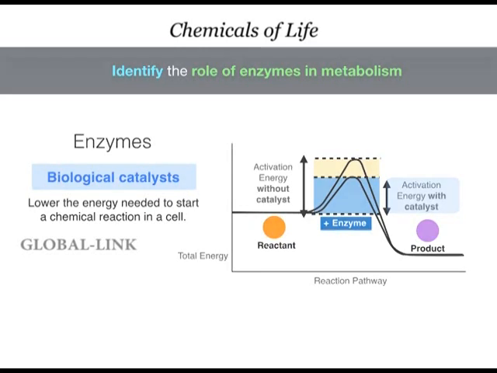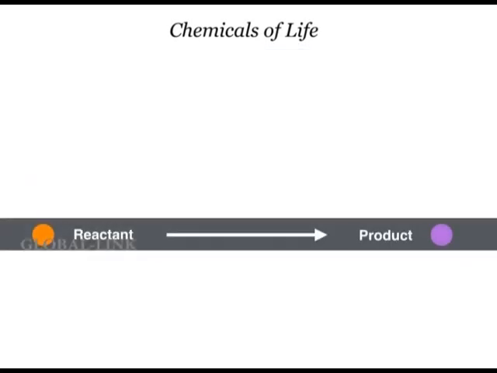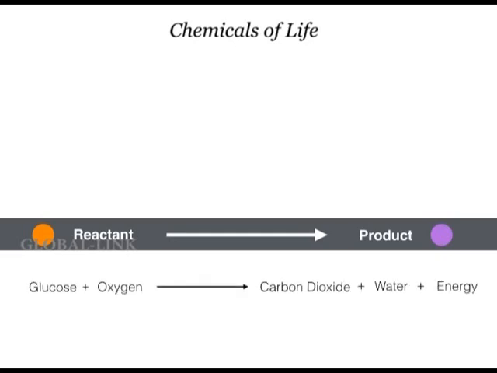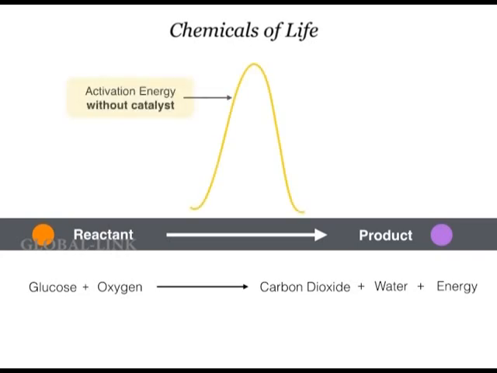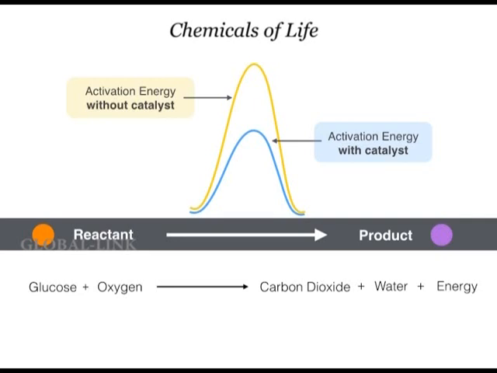An example of an enzyme-catalyzed reaction is that in respiration. Don't worry if you haven't encountered it. You soon will. But usually, glucose reacts with oxygen to form carbon dioxide, water, and energy. The yellow curve represents the activation energy needed without a catalyst. The blue curve represents the activation energy needed with a catalyst. As you can see, the reaction is far more efficient when a catalyst is used.